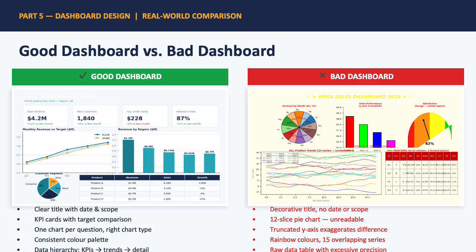A line chart attempts to show 15 product series simultaneously using rainbow colors. It is completely unreadable. A gauge chart wastes a large area of screen space to show a single number. And a raw data table displays 10 columns of transaction level data with 6 decimal places of precision. The contrast between these two examples is not subtle. Good dashboard design requires conscious effort and deliberate application of principles. It does not happen by accident.